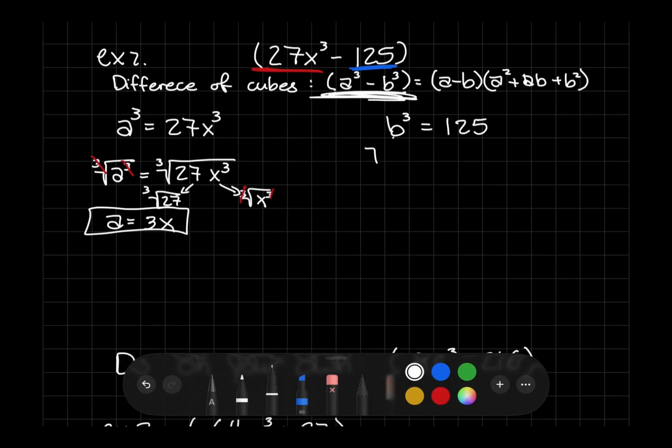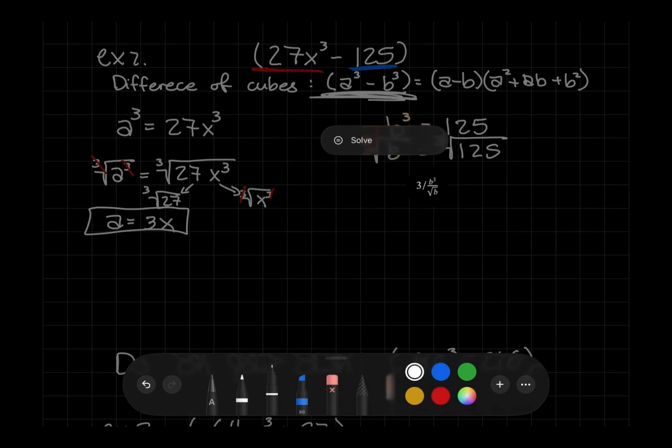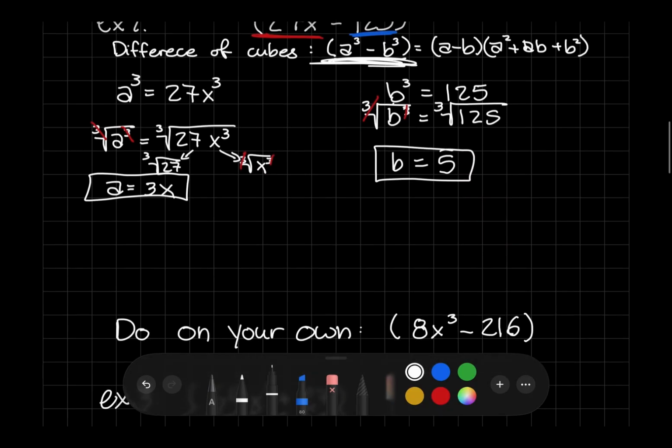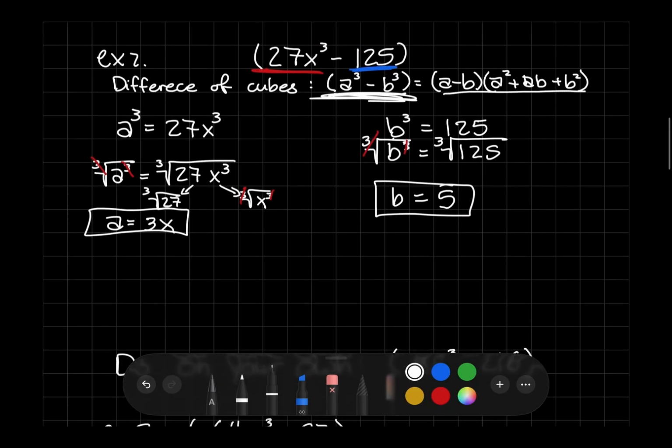Once again, I am going to cube root both sides. Cube root, 125. My cube root and my cube are going to cancel out, and I'm just left with B. And when you plug the cube root of 125 into your calculator, you are going to get 5. I now have my A and my B. I am going to plug back into this equation up here. A is 3x minus 5, because my 5 is my B.